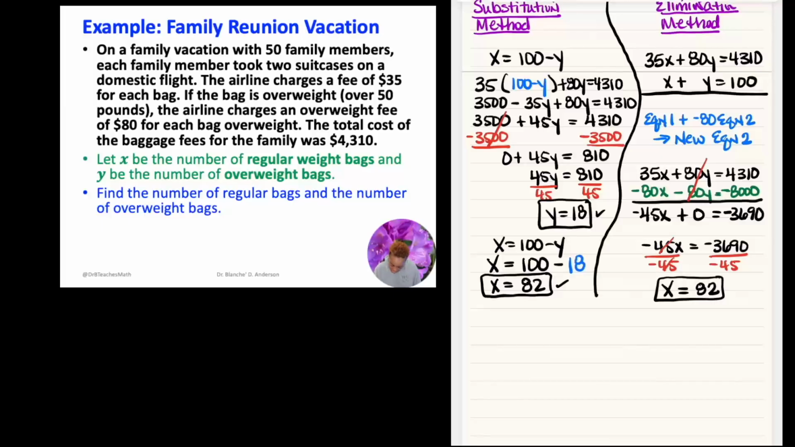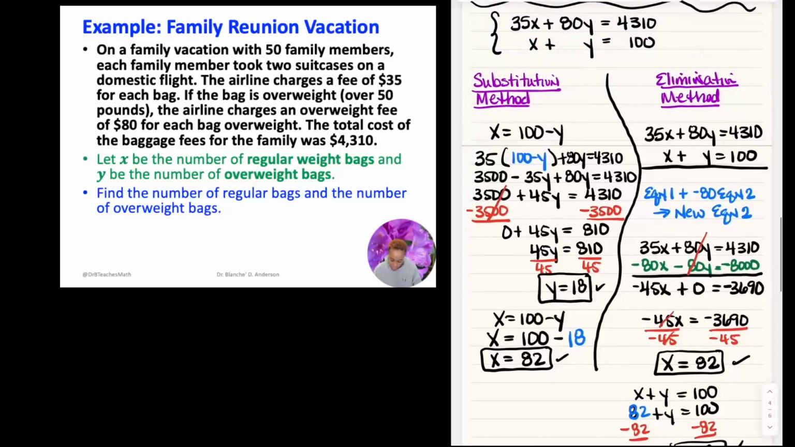And then when we plug it back into the equation, we had x plus y equals 100. We have 82 plus y equals 100. We're going to subtract 82 on both sides. And we're going to get y equals 18. And remember, this checks out, okay? Pretty simple.